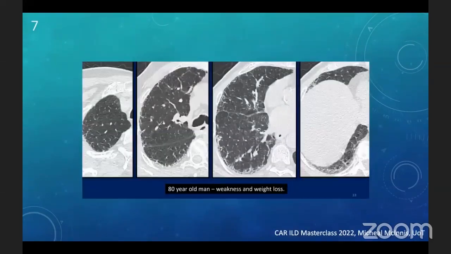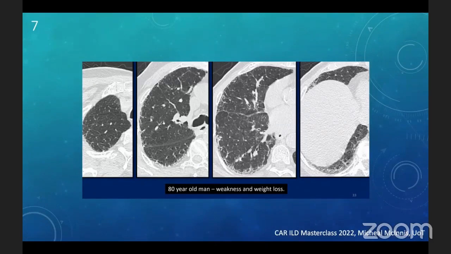This is an interesting case. An 80-year-old man presents with weakness and weight loss. HRCT reveals evidence of a mild burden, basal and peripheral predominant interstitial lung disease that is characterized by subpleural reticulations and areas of very mild traction bronchiectasis. If you are reporting this HRCT, you would say this is a probable UIP pattern, right? Especially given the 80-year-old man, very good demographics for an IPF, idiopathic pulmonary fibrosis, right?